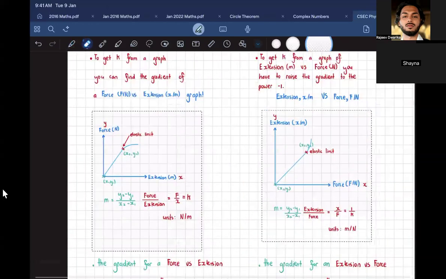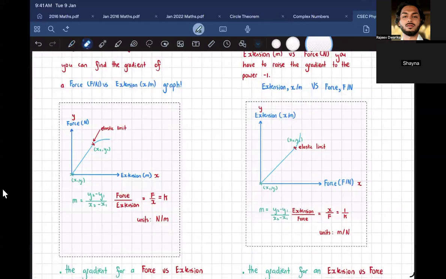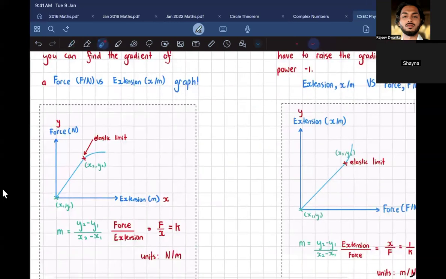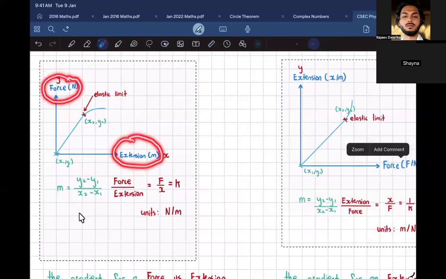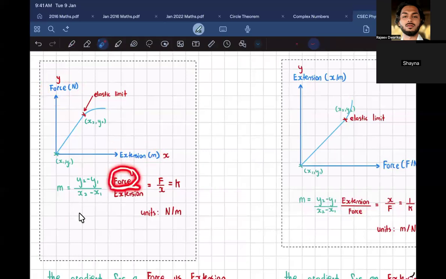Don't get confused. So I'm going to run through that one more time for anybody that might be looking back at this recording. If you have a graph of force versus extension, what does the gradient give you? Spring constant. It gives you the spring constant immediately. Why is that? Because on the y-axis you'd have force, and on the x-axis you'd have extension. So the gradient is y over x, which by definition is k equal to F over x.